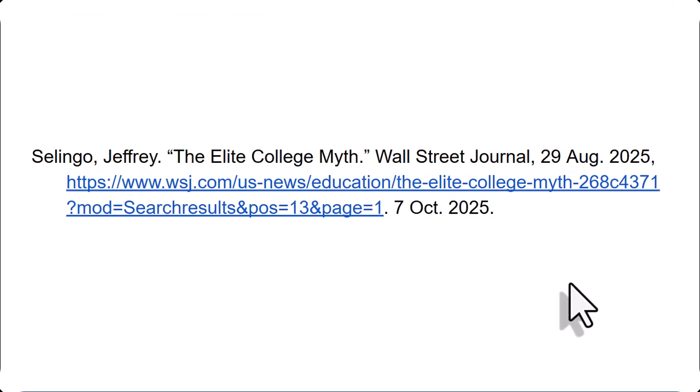So if I were to create a citation for that article, here I have the author's name, the title of the article, the name of the website, which is the Wall Street Journal, the date it was published, the URL, and then the date that I accessed the article.